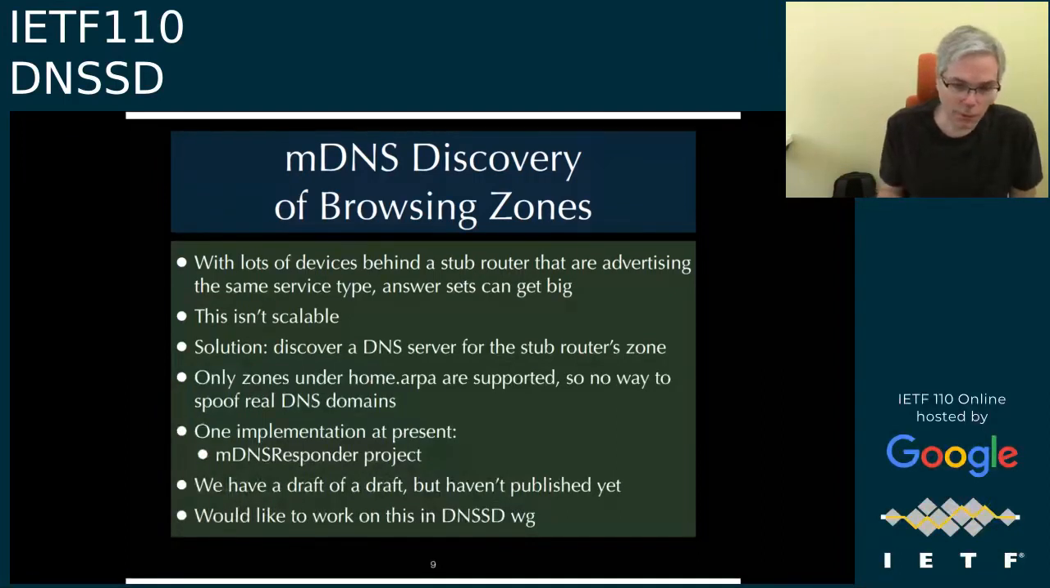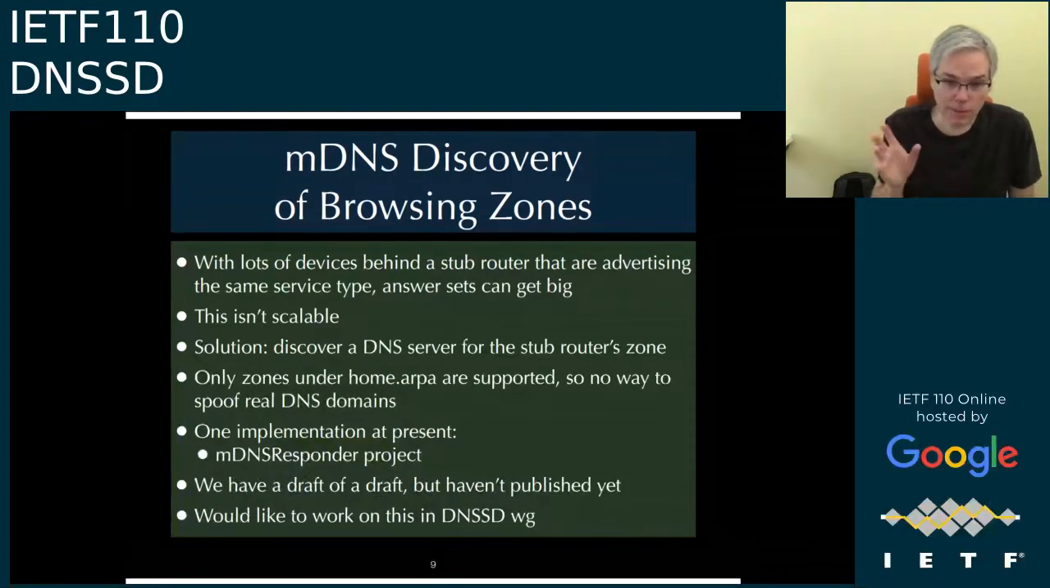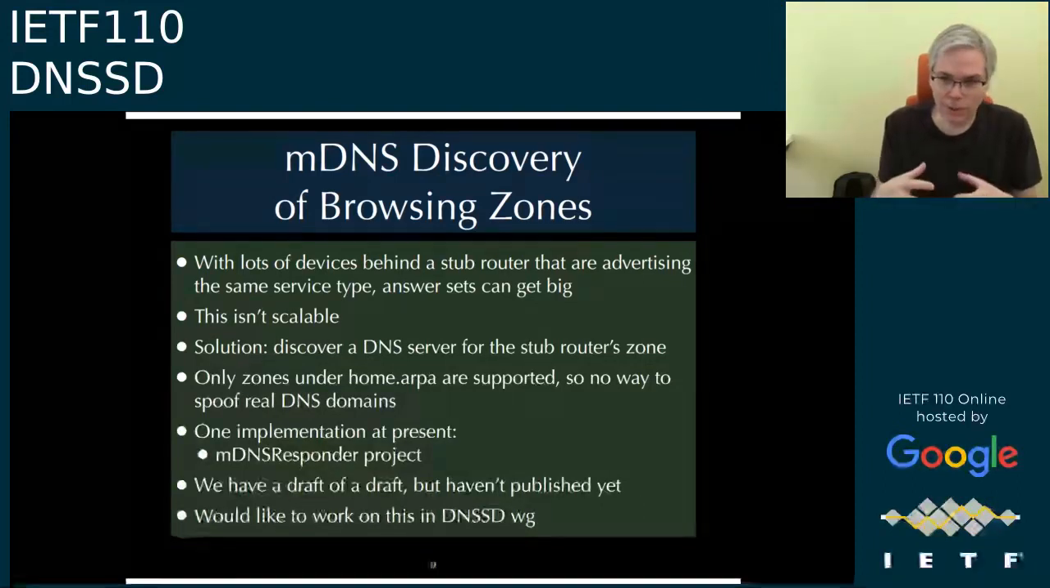So this is a solution to the problem of too much multicast traffic on your network. I'll talk a little bit about the problems with that later, because there are some issues that are more HomeNet specific than they are DNSSD specific about how to reduce multicast traffic. So we have a draft on this. We haven't published it yet. It's not in Internet-Draft form yet, and that's going to be worked on in DNSSD. But I mention it here because it's a service that you would expect to exist on a stub router. Next slide.